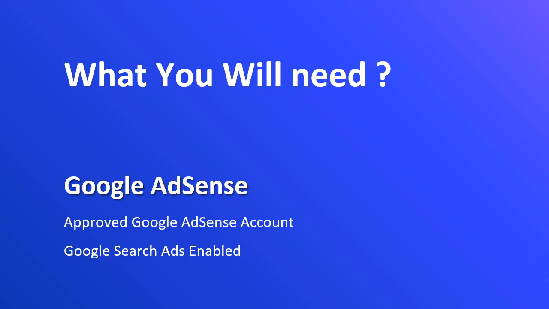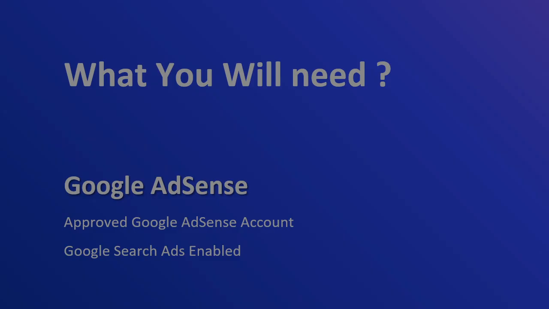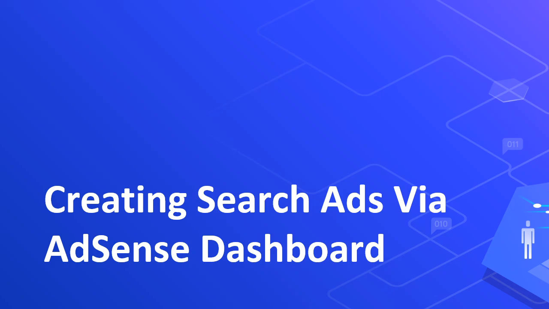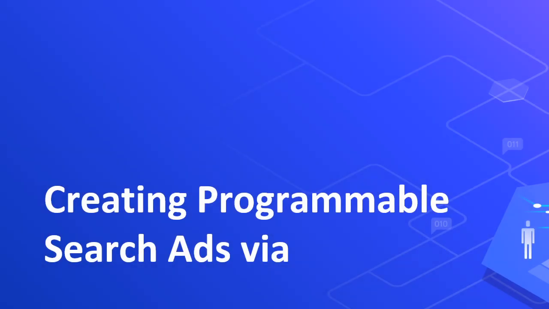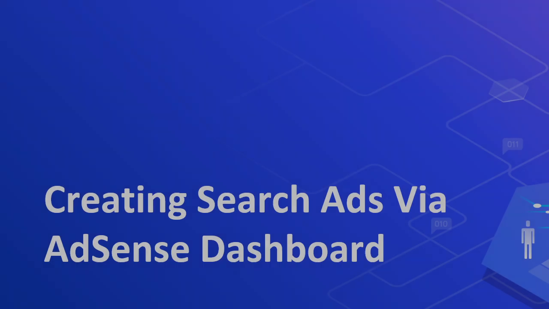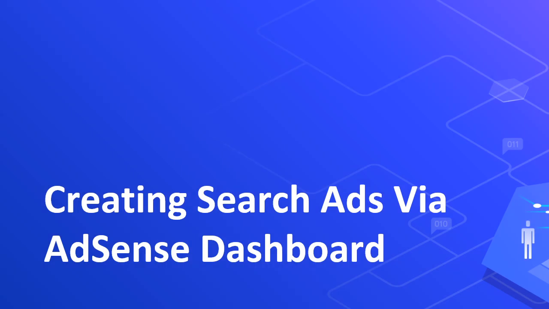There are two ways via which you can create AdSense search ads. One is via the AdSense dashboard, and the other method is via programmable search ads via CSE. CSE is a different kind of platform provided by Google, called programmable search, where you can create customizable search ads.